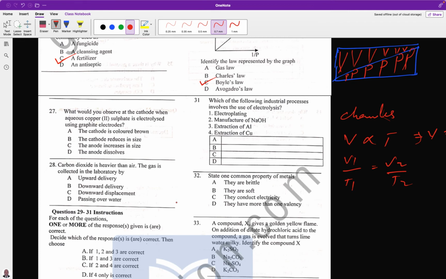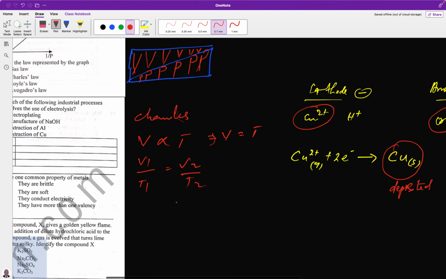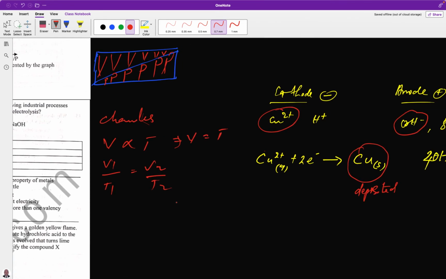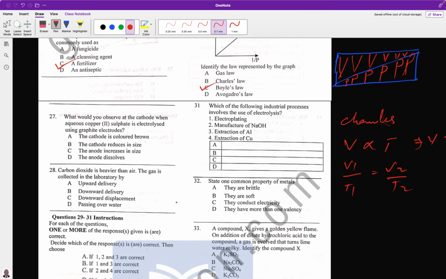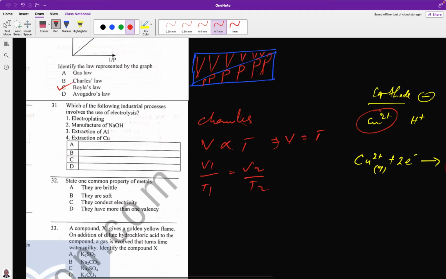The cathode is colored brown. The cathode reduces in size. The cathode cannot reduce in size because copper is being deposited at the cathode. The cathode is plated with copper. So the only possible answer with the cathode will be A. Copper is deposited at the cathode.